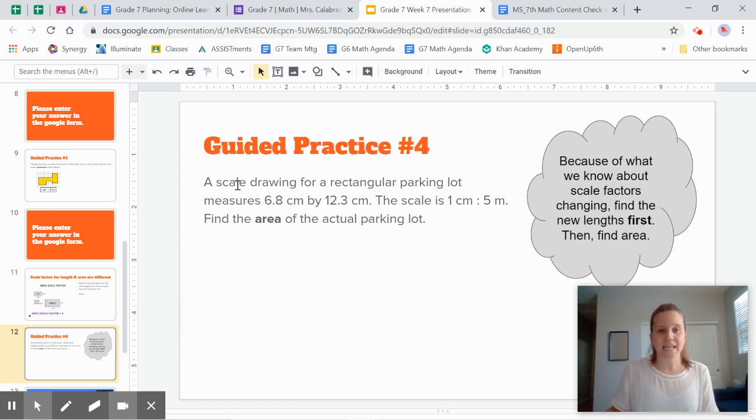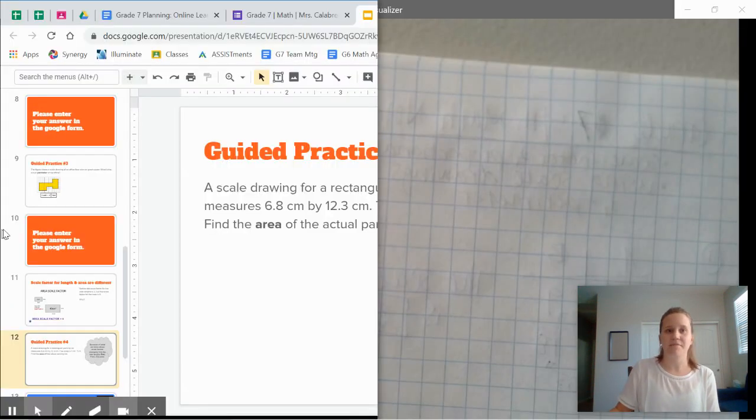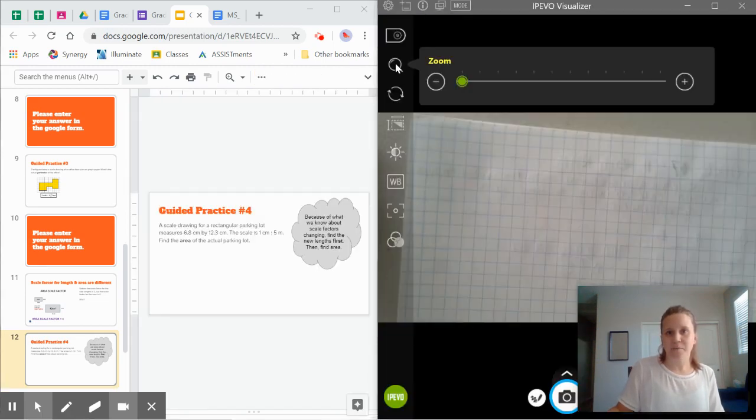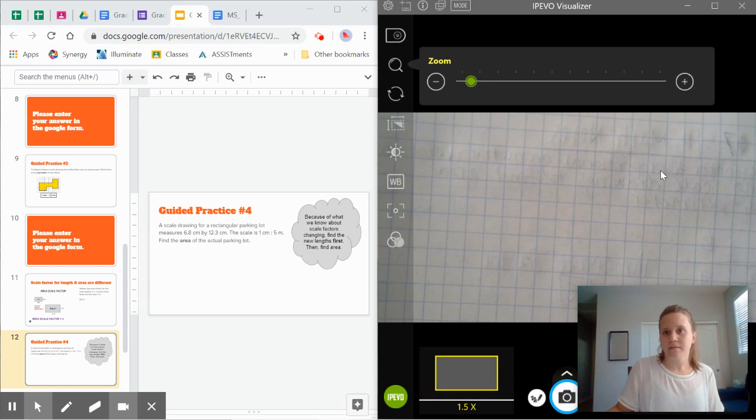Here we go. A scale drawing for a rectangular parking lot measures 6 and 8/10 centimeters by 12 and 3/10 centimeters. The scale is 1 centimeter to 5 meters. Find the area of the actual parking lot. Perfect. Love this question. Let's do it together. On your paper, go ahead and set up question 4, please.